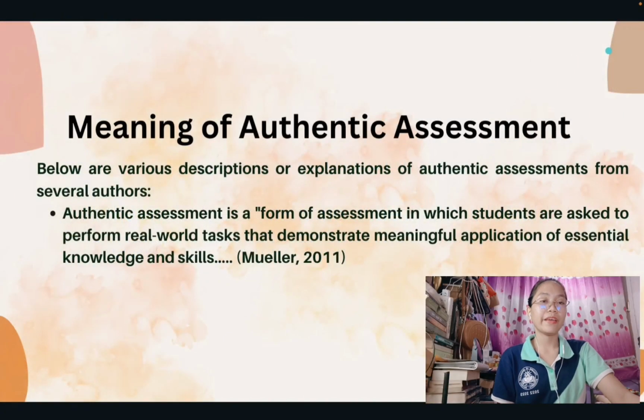Meaning of authentic assessment. Below are descriptions or explanations of authentic assessment from several authors. Authentic assessment is a form of assessment in which students are asked to perform real-world tasks that demonstrate meaningful application of essential knowledge and skills. This is according to Moyler 2011.